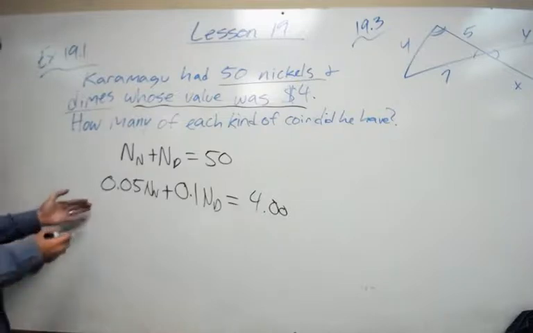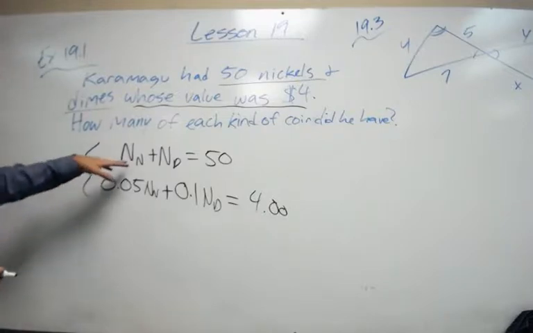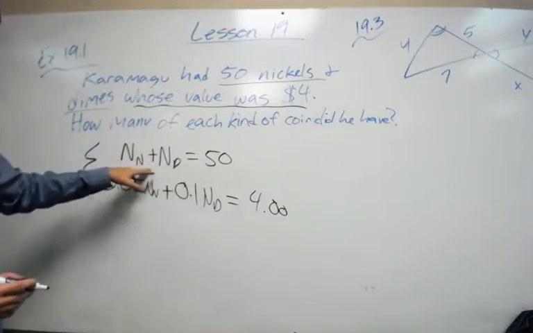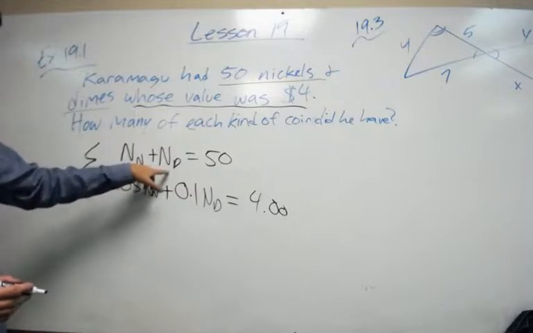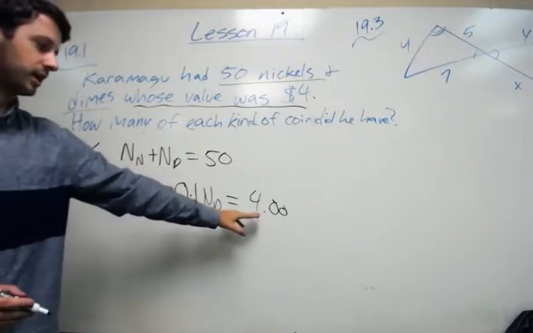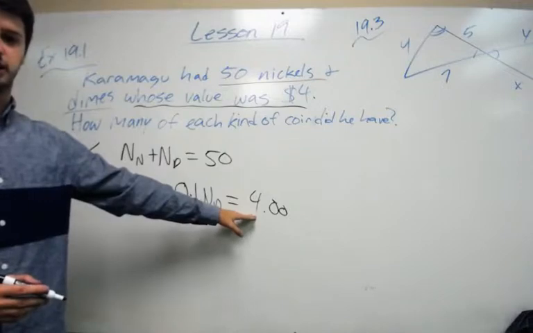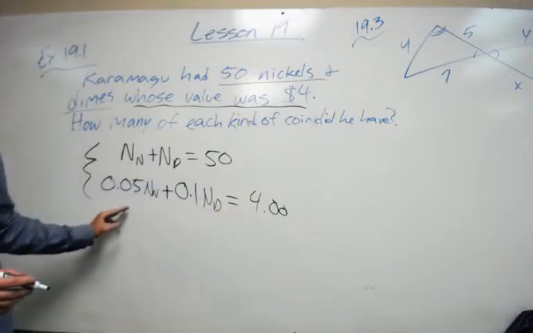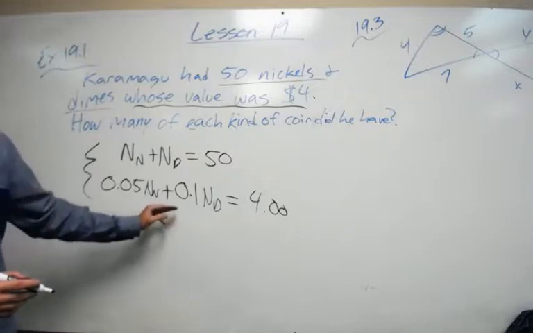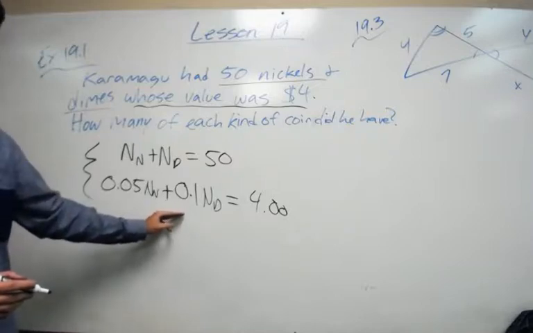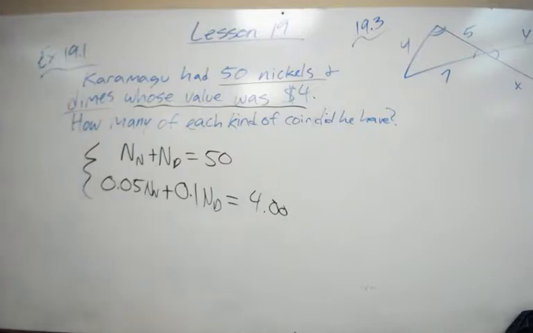So now we have our equation. We've gone over how many coins we have, number of nickels and dimes, trying to figure that out. But if it says $4 is the value that we have, well, we know the value of a nickel is 5 cents or 0.05, and a dime is 10 cents or 0.1. So from here, we can do substitution and elimination and solve.